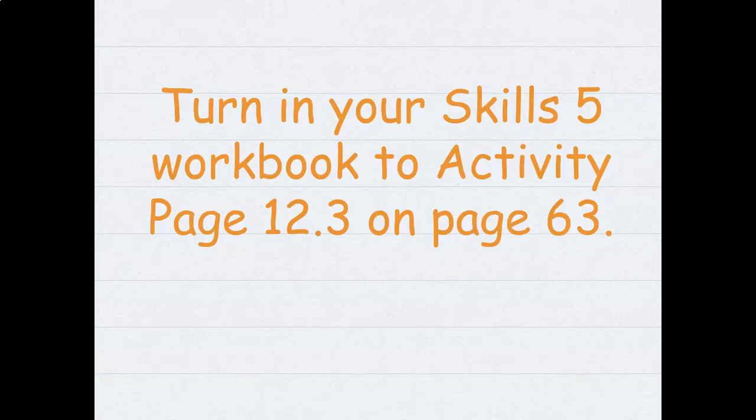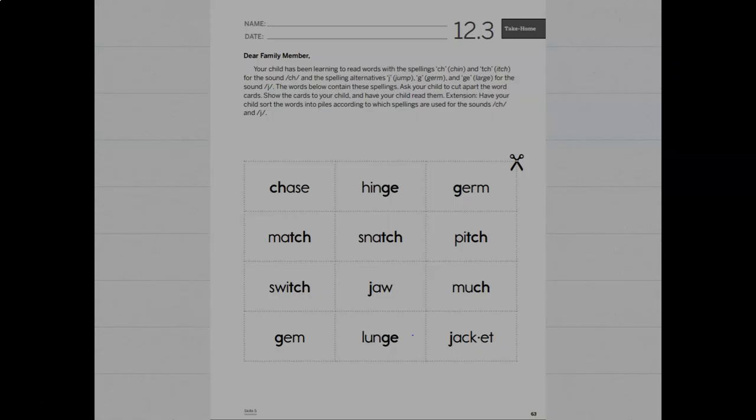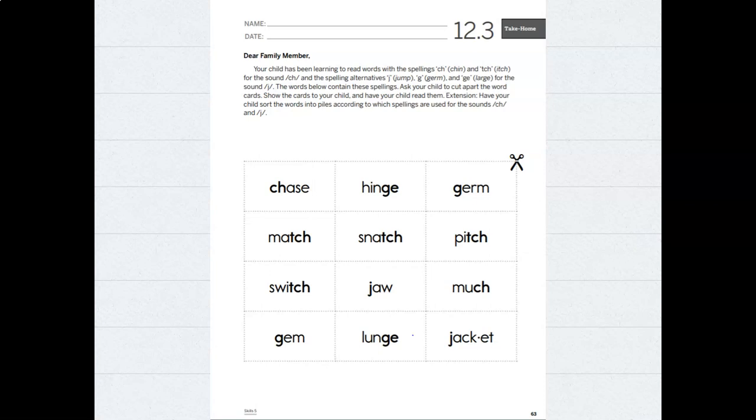For homework, turn in your Skills 5 workbook to activity page 12.3 on page 63. You can cut these words out and practice the spelling alternatives for ch and j with a family member. You can read the words and use them in sentences.